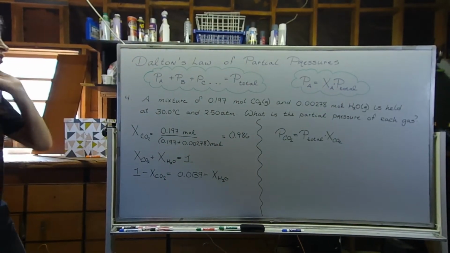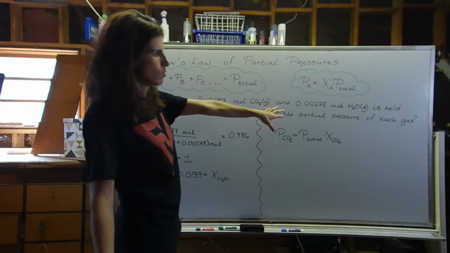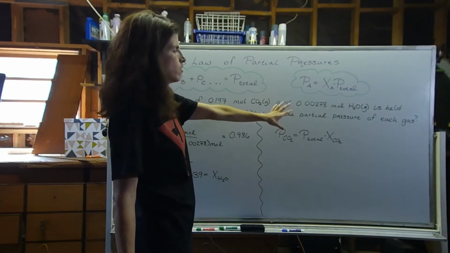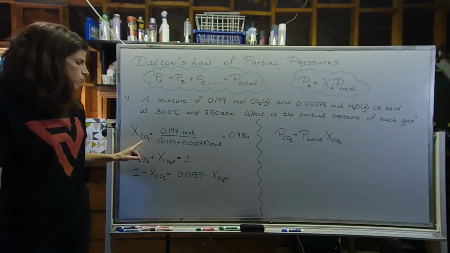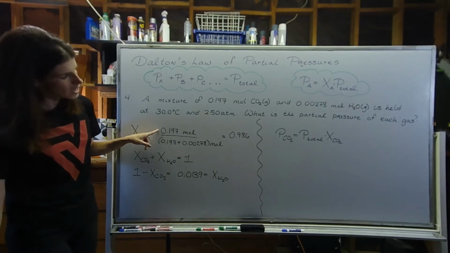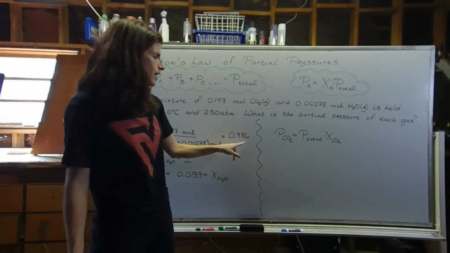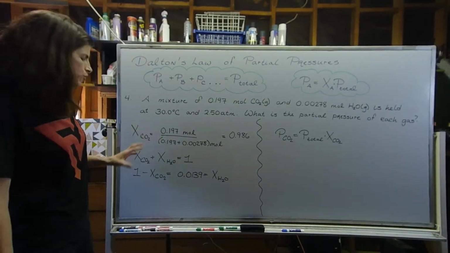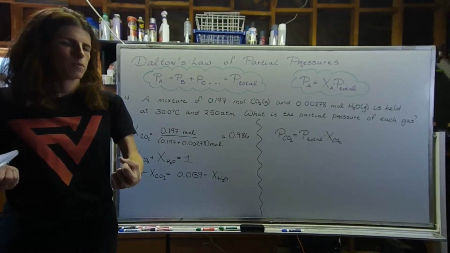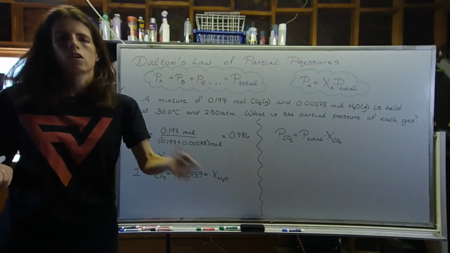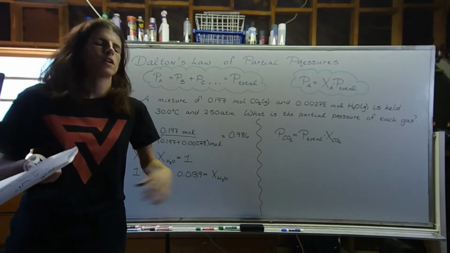So in the first problem, they told us that we have 0.197 moles of carbon dioxide and 0.00278 moles of water vapor. So what I went ahead and did is I calculated the mole fraction with respect to carbon dioxide. So the moles of carbon dioxide are in the numerator and the total moles are in the denominator. I got 0.986. It's super helpful to remember that with your mole fractions, if you have a binary system and you add up the two mole fractions, they need to equal 1. Or if there's 3 things in your system, then if you add up all 3 mole fractions, it needs to equal 1, and so on.